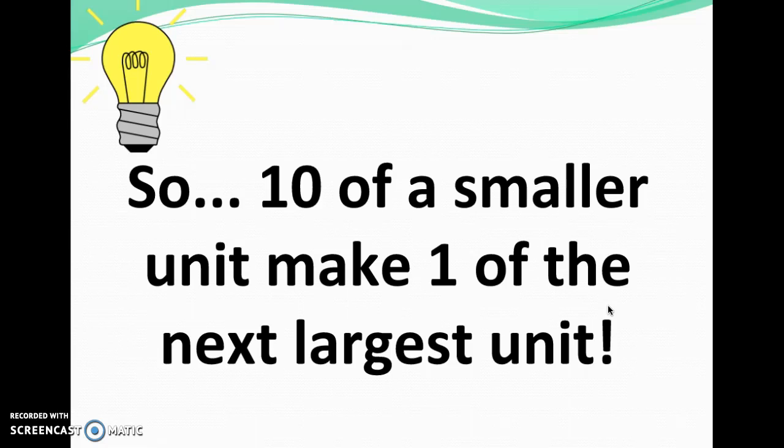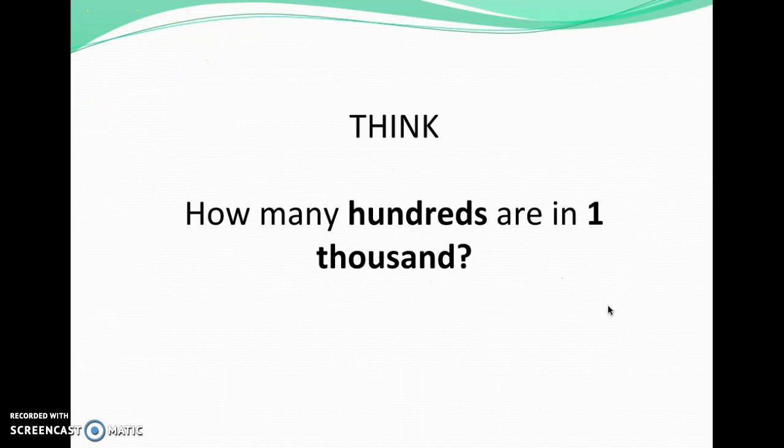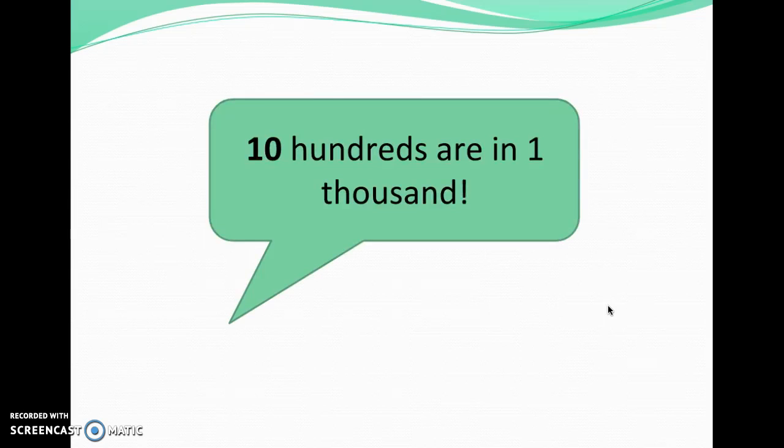If we have 10 ones, it makes 1 ten. If we have 10 tens, it makes 100. And if we have 10 hundreds, it will give us 1,000. So I just said this, but think about it now. See if you can answer. How many hundreds are there in 1,000? So how many bundles of 100 do we have to put together to make 1,000? 10. 10 hundreds are in 1,000.